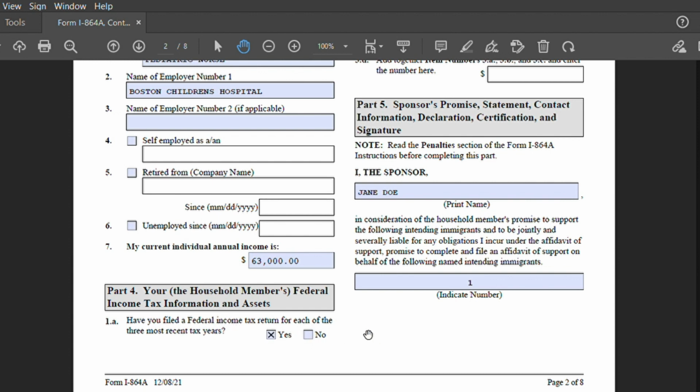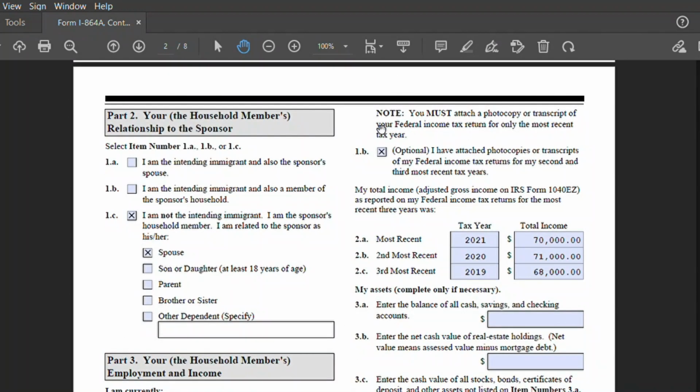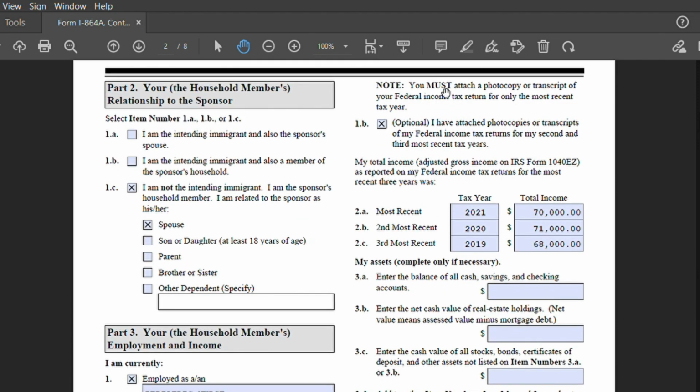And if you haven't filed for all 3 years, you can say no. And at the end of the application, in the additional information page, you can provide a justification for why you haven't filed for the past 3 years. And then 1B, you can also select, this is optional, you can choose to attach photocopies of income tax returns for the second and third most recent tax years. Usually it is a really good idea to provide as much information as you can. All of these questions are basically the same as in the original affidavit of support form, so there aren't any tricks here that are specific to the household members. The information is basically all the same.